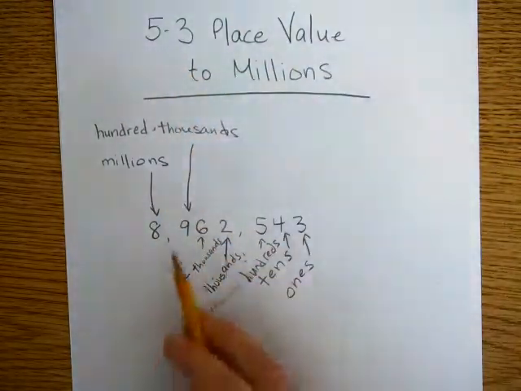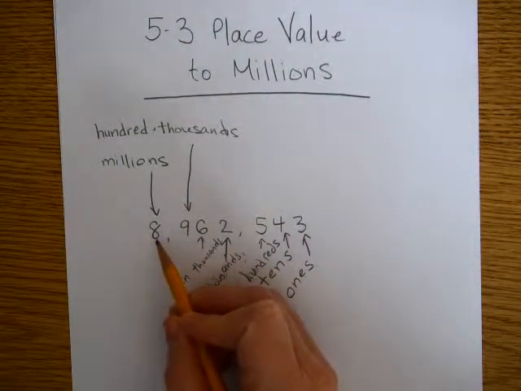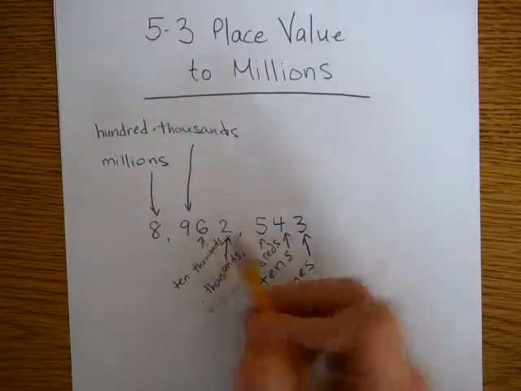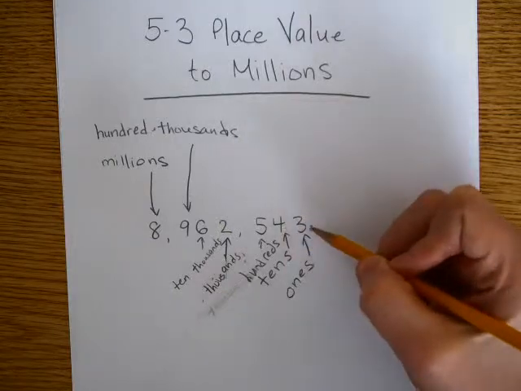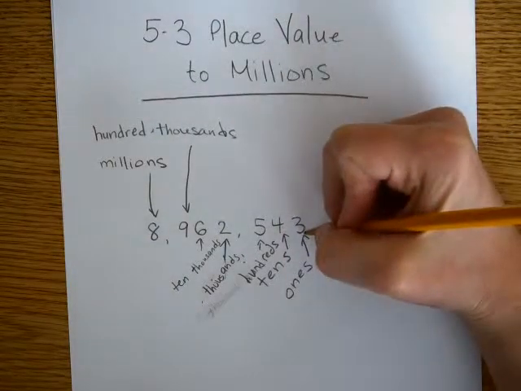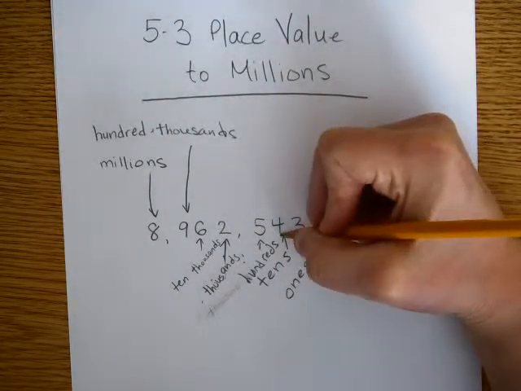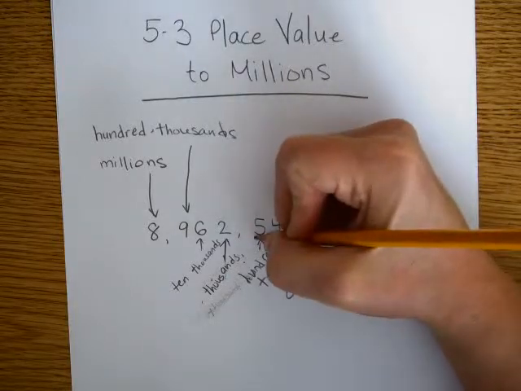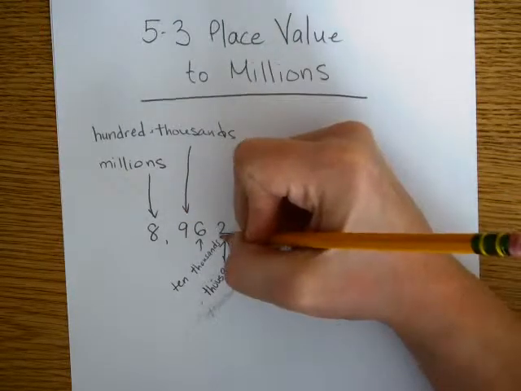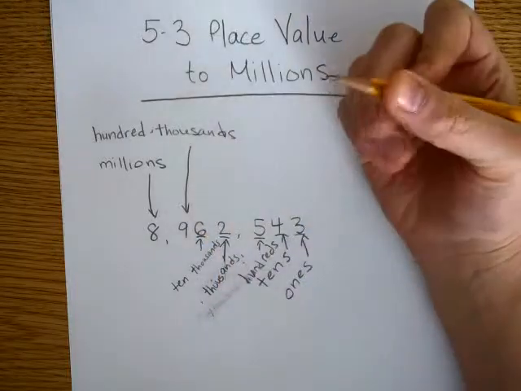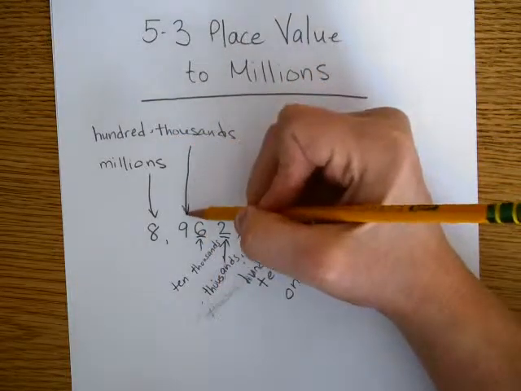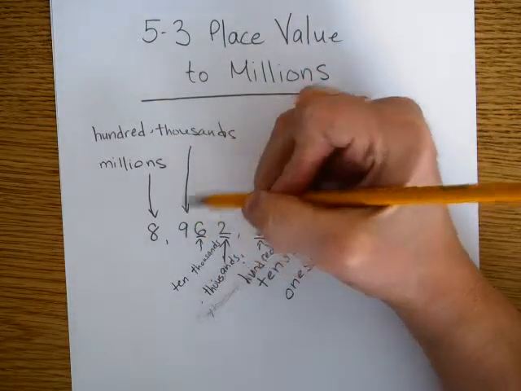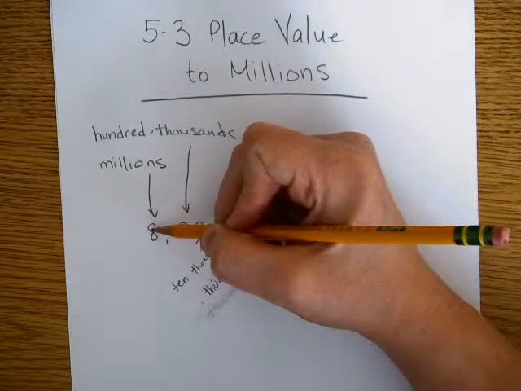So if we have this number here, the number would be read 8,962,543. So far the kids we've talked about the ones place, the tens place, the hundreds place, the thousands place, and the 10,000s place. Today we're looking at the 100,000s place and the millions place.